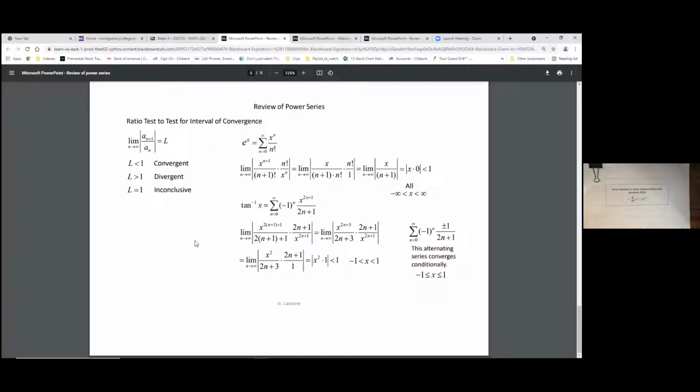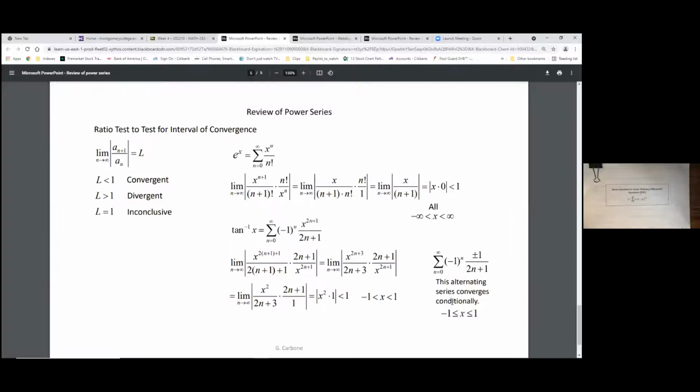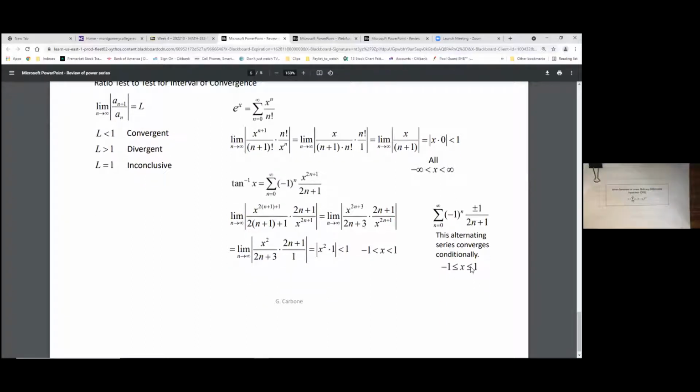Don't worry about this last page. This should be minus infinity. The e to the x converges from minus infinity to plus infinity. Sorry, I'm looking down. I was looking at this down here, thinking that this was the answer for e to the x. Here's the answer. So you see, e to the x converges from minus infinity to plus infinity, which makes sense. So here's the example of the ratio test, and we get minus infinity to plus infinity.